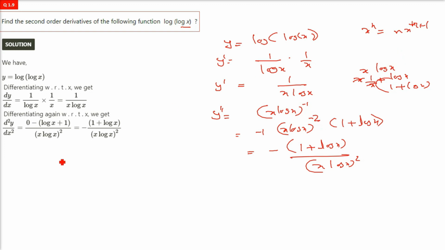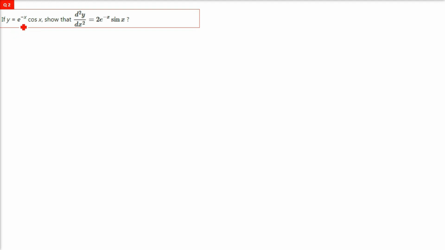But the main essence is you have to differentiate the content of the function twice. That will be regarded as the second order derivative. If y is equal to e raised minus x cos x, we have to show that d2y by dx2, that is the double derivative, is equal to 2e raised minus x sin x. That means you have to differentiate this twice. Okay, so let's start. y is equal to e raised minus x cos x.